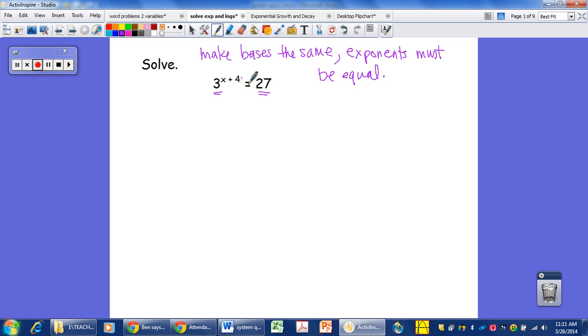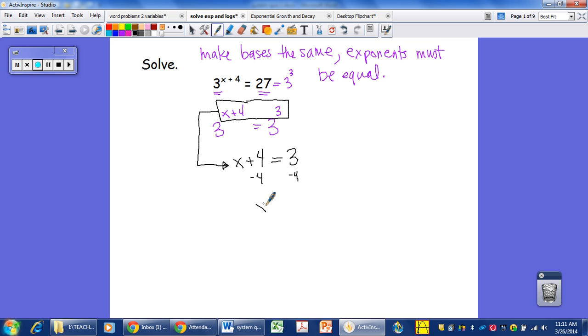So 3 to the x plus 4, I can write 27 as 3 to the third power. So if 3 to the x plus 4 has to equal 3 to the third, that means that x plus 4 must equal 3. In order for these numbers to be the same, this exponent must be equal to 3. So we solve this by subtracting 4 from each side, and x has to be equal to -1. So one way to solve an exponential equation is to make the bases the same. When the bases are the same, the exponents have to be equal.